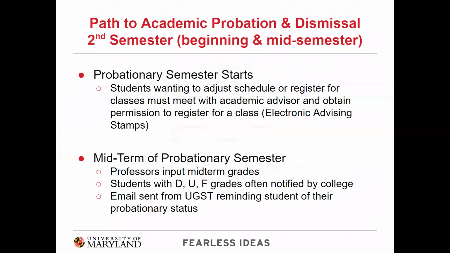Again, once the probationary semester starts, students who want to adjust the schedule or register for classes must meet with an academic advisor and obtain permission to register for class. This is called the electronic advising stamp. The midterm of the probationary semester is when the professors enter their midterm grades. Students with a D, U, or F grade are often notified by their college. And again, an email is sent from the undergraduate studies office reminding students of their probationary status.